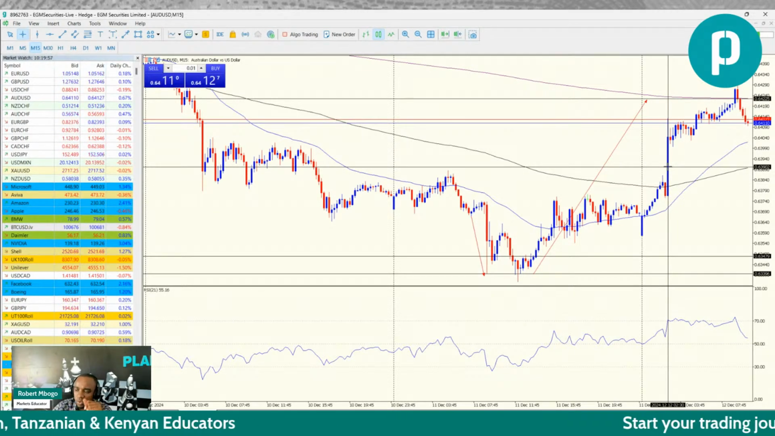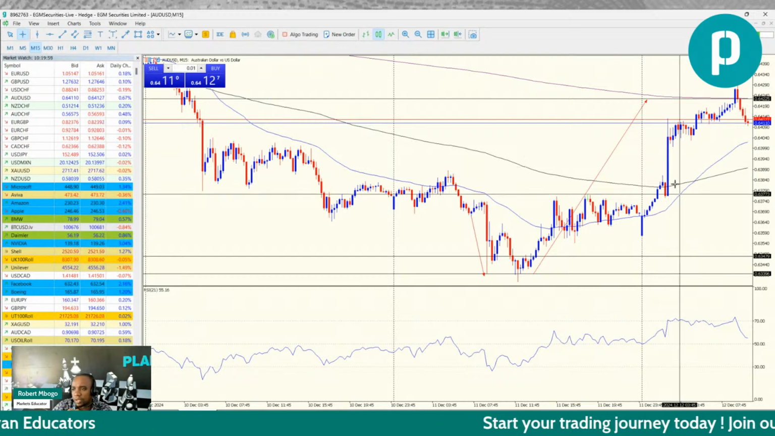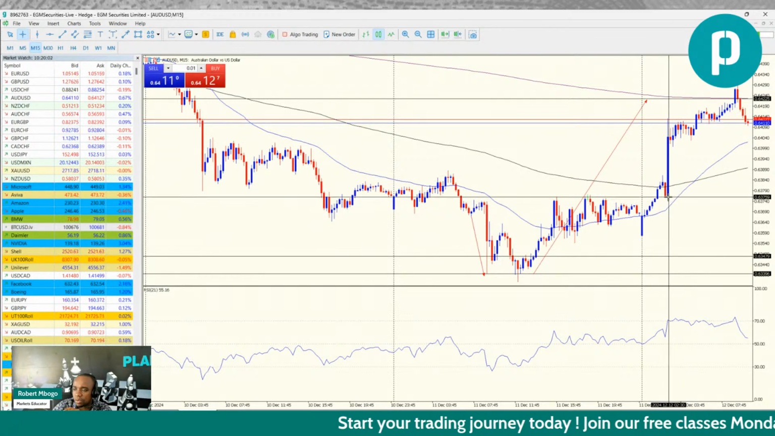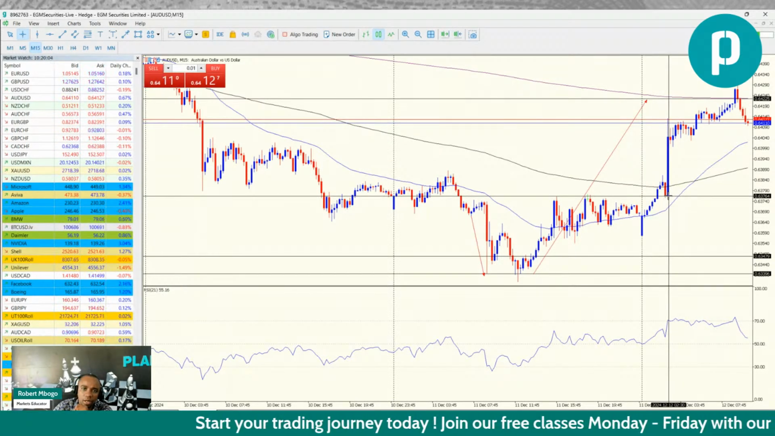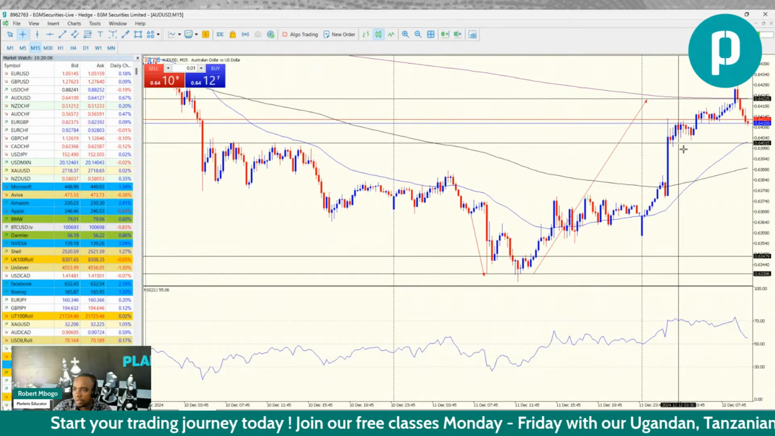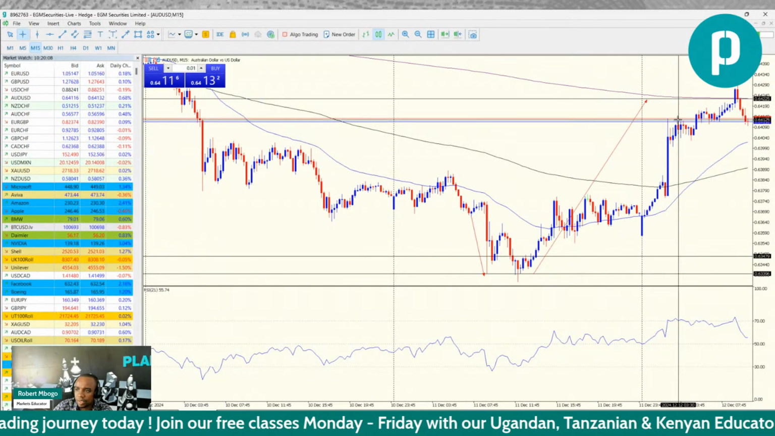Employment change was positive, so many people had jobs, and you can see the Australian dollar was quite bullish in this case because of the AUD data. So it went to our target place.